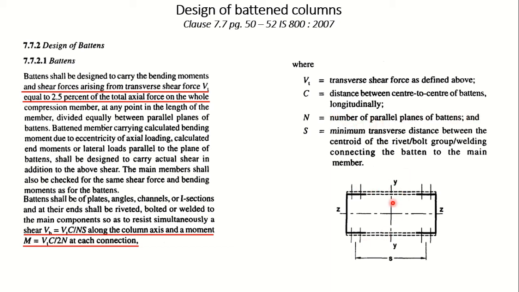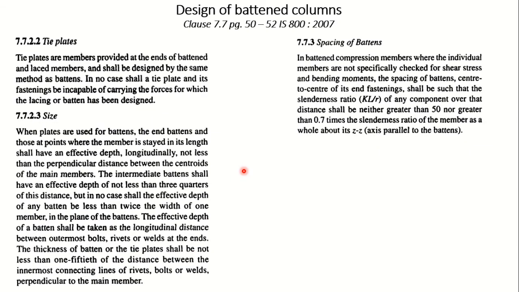Here, if you look at this, there are two planes. How many batten planes will come here? There may be two, there may be four, depending on how many faces the battens have been provided. S is the minimum transverse distance between the centers of the bolts. So these are the bolts which are provided, and from here to here is the distance. Knowing these, we can find out the shear and the moment to which the batten plates are subjected, and we will check whether the batten plates are sufficient to withstand this shear and moment. So they have to be designed for this particular shear and moment.